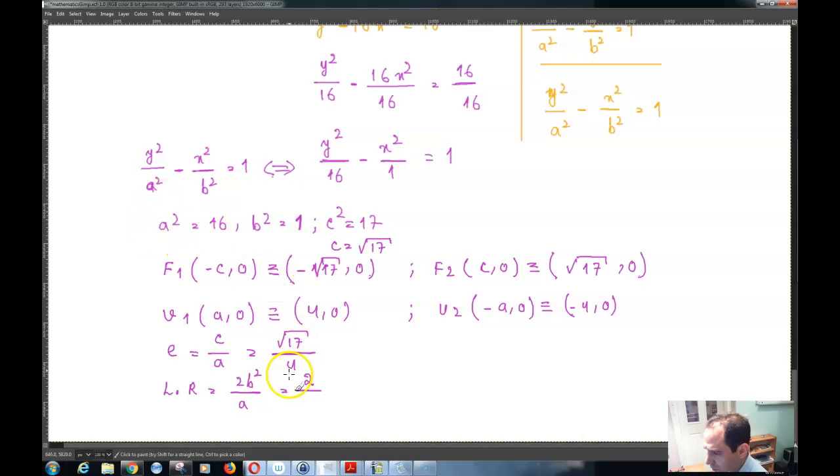A is equal to 4, so 2/4, which is equal to 1/2. So then basically C is the square root of 17, and foci are at 0, oh, we have made a mistake over here.